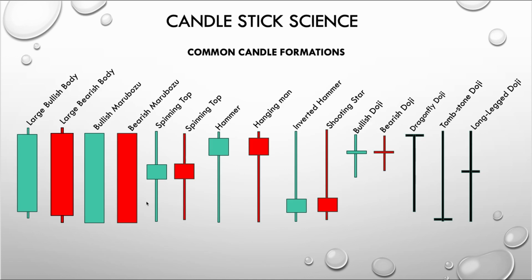Here on the screen I have illustrated the most common candlesticks that you'll find in the market. You have the first one as the most common bullish candle with a large bullish body, then the next one with a bearish large body, and then we have a bullish marubozu, we have a bearish marubozu, and then we have a spinning top, which is bullish, spinning top which is bearish. We have a hammer, and then we have a hanging man, we have an inverted hammer, we have a shooting star, we have a bullish doji, bearish doji, dragonfly doji, tombstone doji, and long-legged doji. These are the most common candlesticks you'll find in the market.